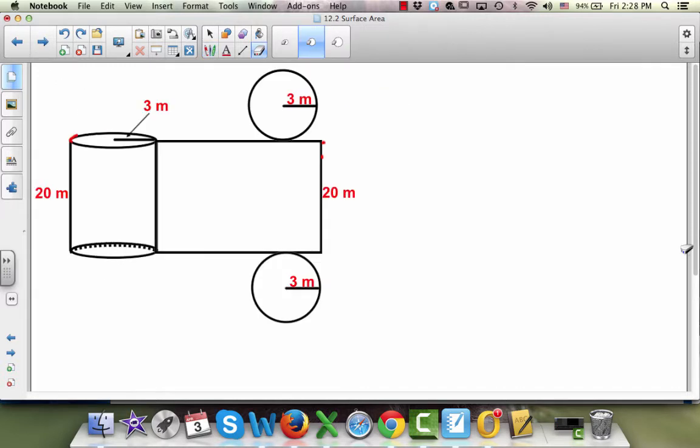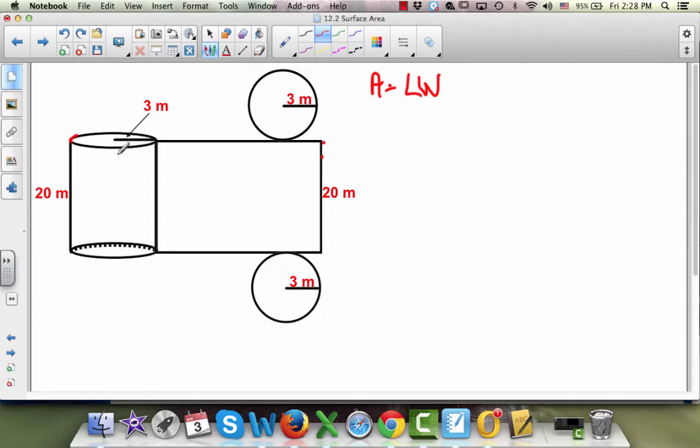Okay, let's find the area of this cylinder. Remember, whenever you unfold the middle part, you're going to get a rectangle. And since this part is 20 right here, that means that this part here is going to be 20 as well. But to find the area of a rectangle, you've got to have the length and the width. We need area equals length times width. But we've got one part of that. What we don't have is this part.